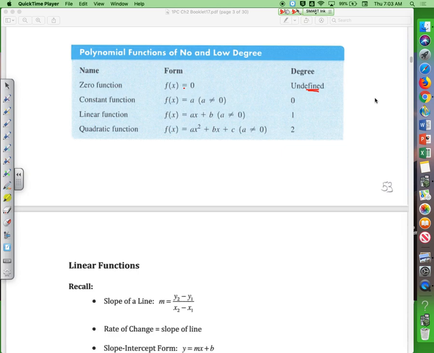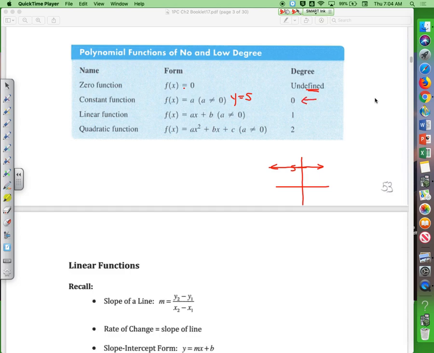So a constant function is y is going to equal some number that's not 0. So, an example would be like y equals 5. And that constant function, if you look at the graph, y equals 5, there it is. Right? It's constant. It's not increasing. It's not decreasing. So they'll say it has a degree of 0.